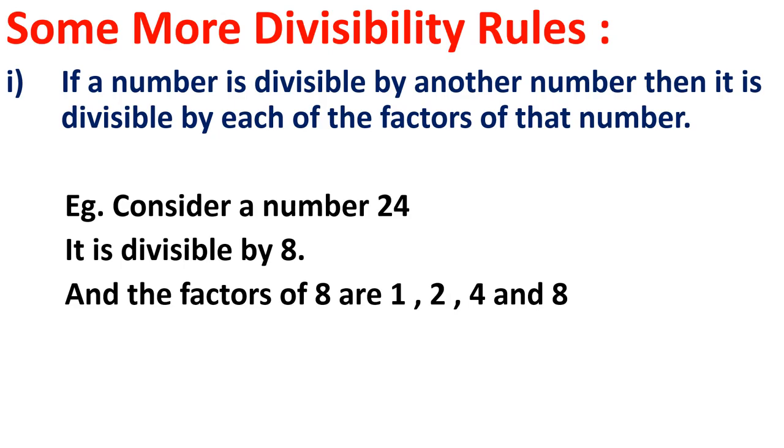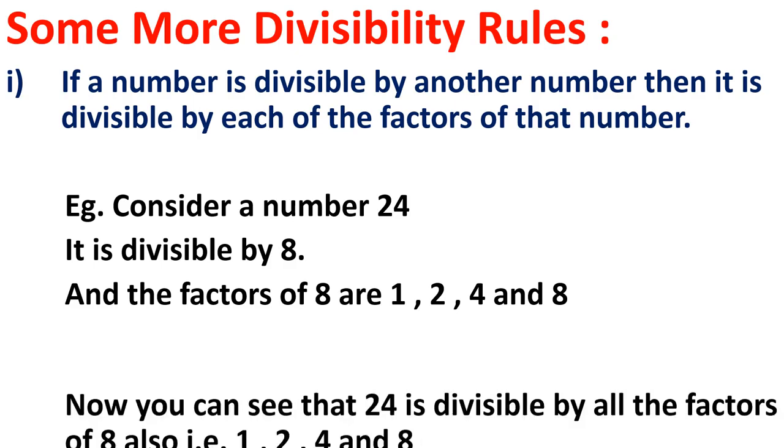1, 2, 4 and 8. 1 24s are 24, 2 12s are 24, 4 6s are 24 and 8 3s are 24. Okay. So if a number is divisible by another number, then it is divisible by each of the factors of that number also. Now see the second rule.